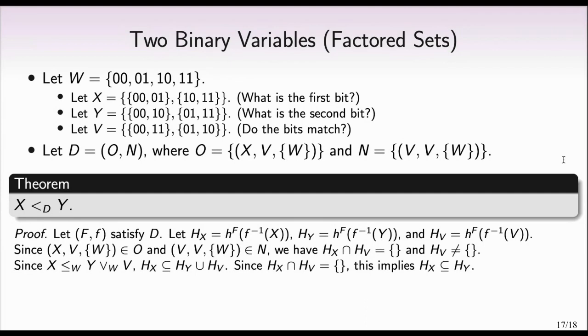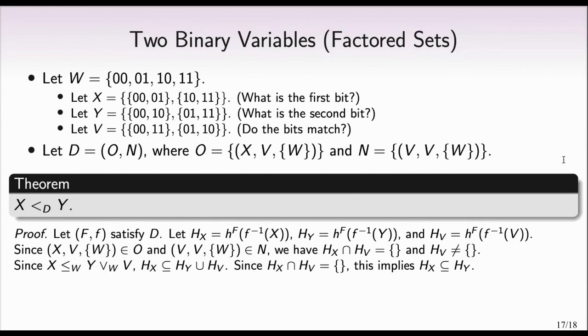We're going to let capital F comma little f be a model that satisfies D. We're going to let H sub X be shorthand for the history of F inverse of X, and similarly for H sub Y and H sub V. I'm mostly going to ignore the F inverse part and talk about it as though F is just the identity, even though we're getting the stronger thing that holds for all possible functions. But for time, I'm not going to draw a lot of attention to that.